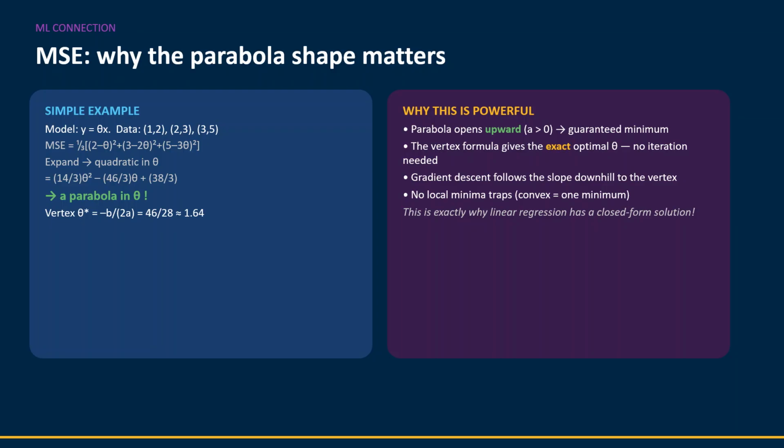This is why gradient descent works so well for mean squared error. The loss surface is a smooth, bowl-shaped parabola with exactly one minimum. No flat regions, no local traps.